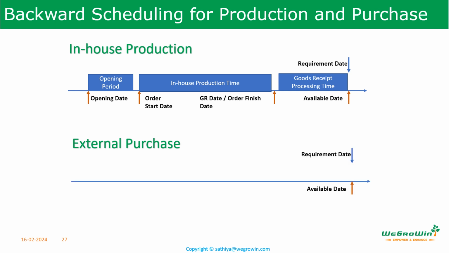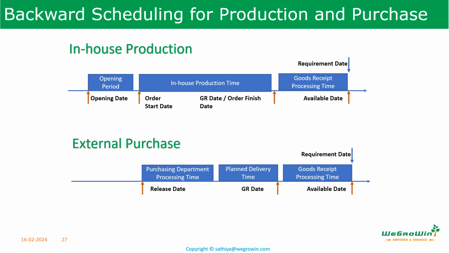Now if you take it as external purchase, with the same requirement and available date, for external material also you have to receive it inside, do quality inspection, or do some repacking. That is all covered in the goods receipt processing time. There is a lead time of the supplier, and also the purchasing department may require some processing time, like negotiation. Those things also can be considered. With these things, the release date will be defined for the purchase order. There will be an opening period for this also, right? So this is the external purchase.